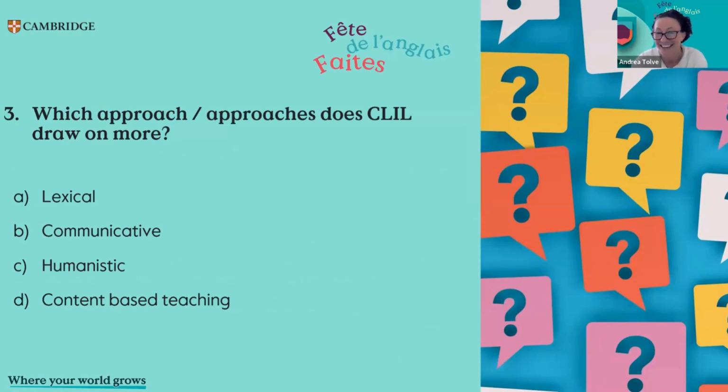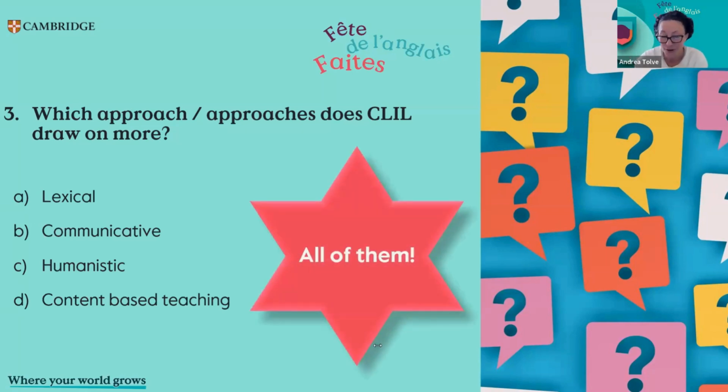Natalie says C, D, A and D. Okay, yeah. So yes, I just saw somebody said all of them. That went so quick. Yes, all of them, all of them.